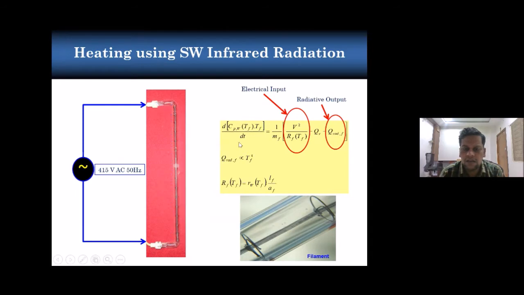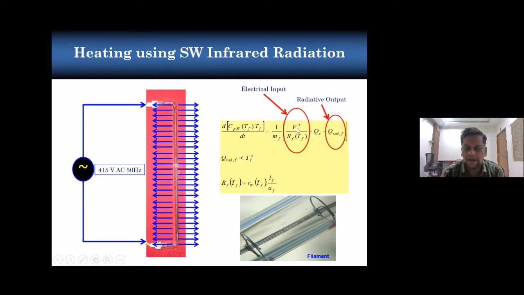Now you can see here, the rate of change of the energy of the filament equals the electrical input, V² by R, minus losses like radiation. From an electrical engineering point of view, it is called a loss to the electrical machine.